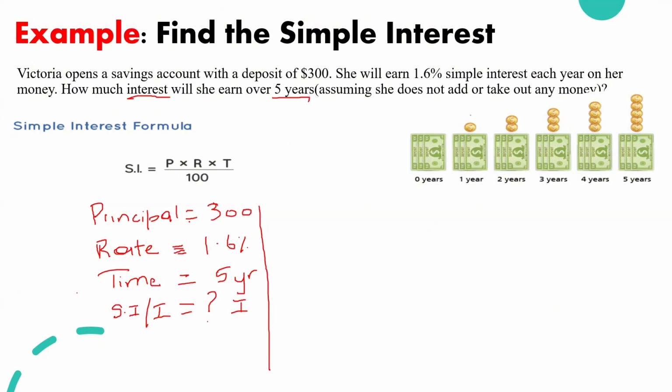Now we are going to substitute these values into our formula. So it's SI equals P, which is 300, times R, which is our percent, 1.6, times T, which is time, 5, all over 100.